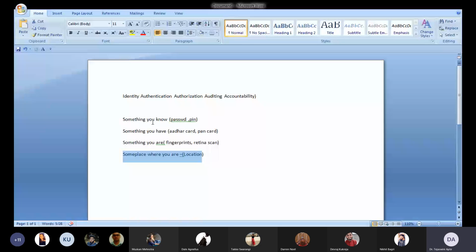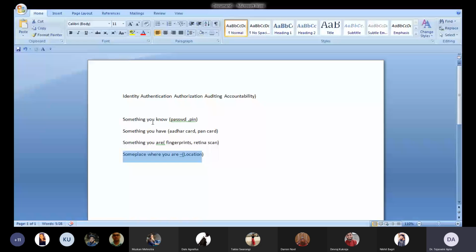Let the third thing be something you are, where you need to give the fingerprints, the retina scan, or the face scan. So these are the things, and the vulnerabilities are going to be included just because of your lenient behavior as a developer. That is why to have something you know, something you have, or something you are.